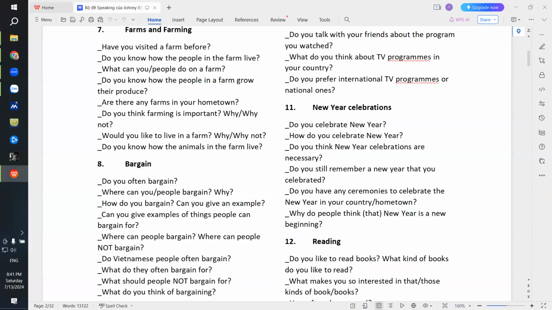But the question is, why do people think that New Year is a new beginning? What do you think, Miss Tran? I believe people, and especially Vietnamese people, think the new year is the new beginning because the new year is a symbol of a fresh start, and it can bring more luck. It's a chance to leave behind the past year's mistakes and problems.